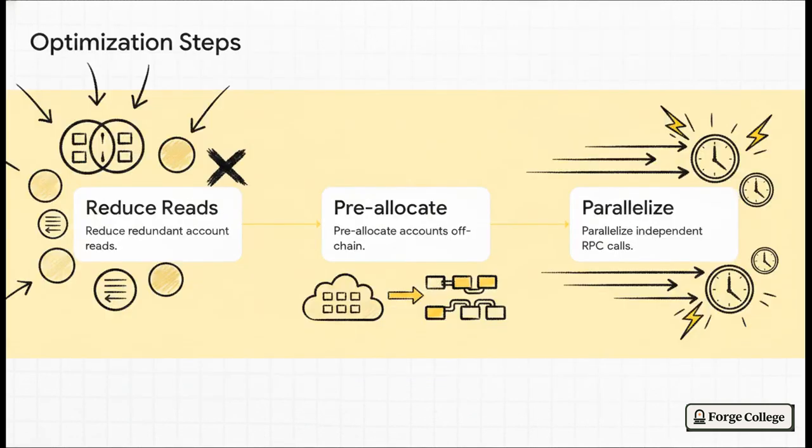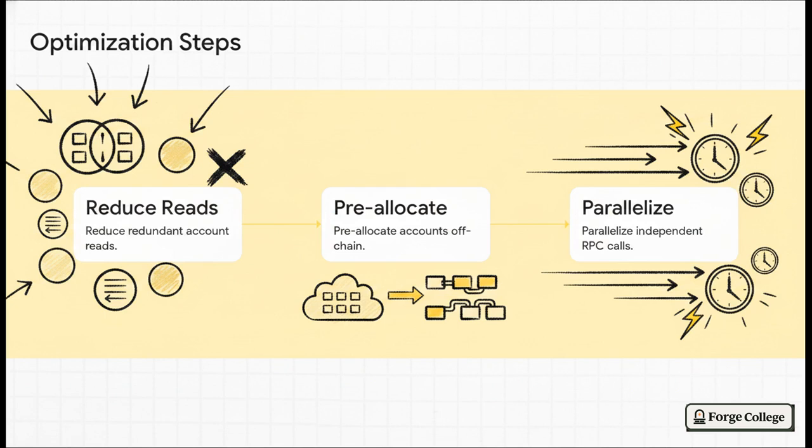With that baseline CSV in our hands, we start hunting for low-friction optimizations. These are small tweaks that give us massive performance boosts without needing to rewrite the whole application. Step 1, cut out redundant account reads. If you already fetched a user's profile data at the start of a flow, cache it in memory. Don't ask the network for it again 3 lines later.